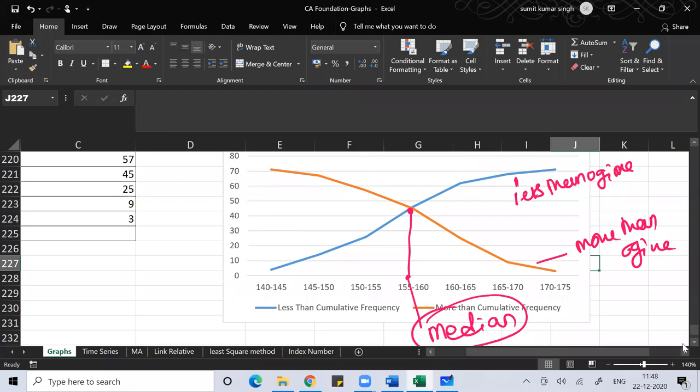The point of intersection of less than OGF with more than OGF, that point is called the median. So remember that graphically. We can determine the mode through histogram. Remember this.